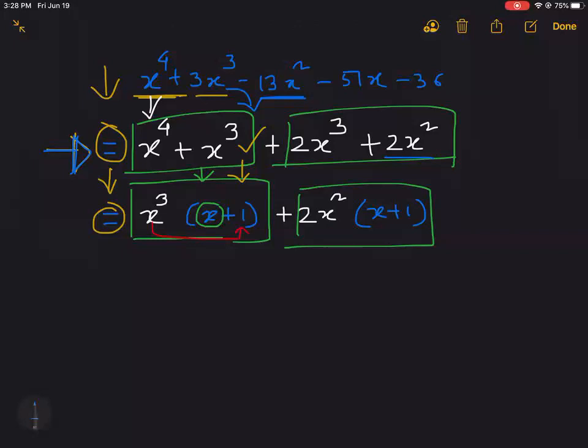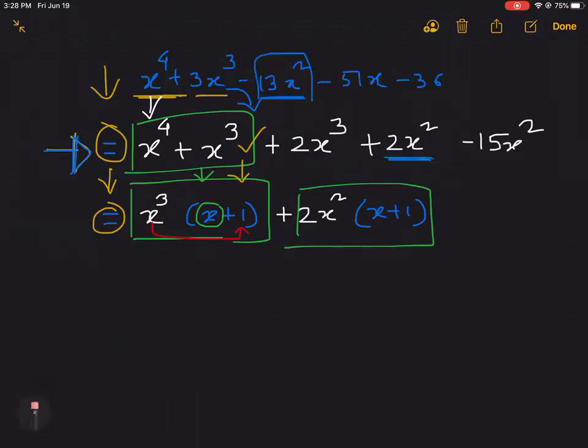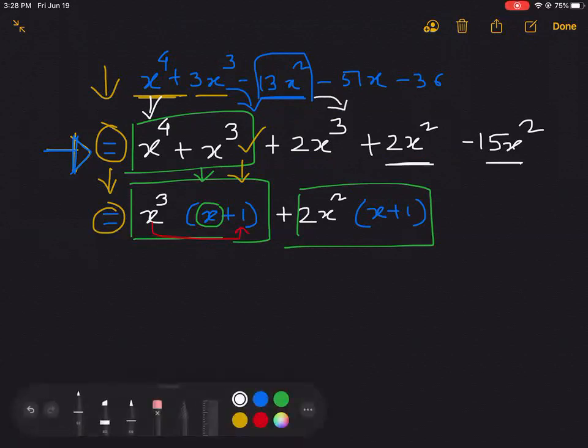Anyway, so I had negative 13x squared. I have written plus 2x squared. So that means I need to write a negative 15x squared, because if I remove this, you'll understand it better. But now, as you can see, negative 15 plus 2 gives us, I should use the opposite direction, yeah, it gives us negative 13x squared, right? That means we are keeping our value intact. Okay, can you see what I'm doing here?